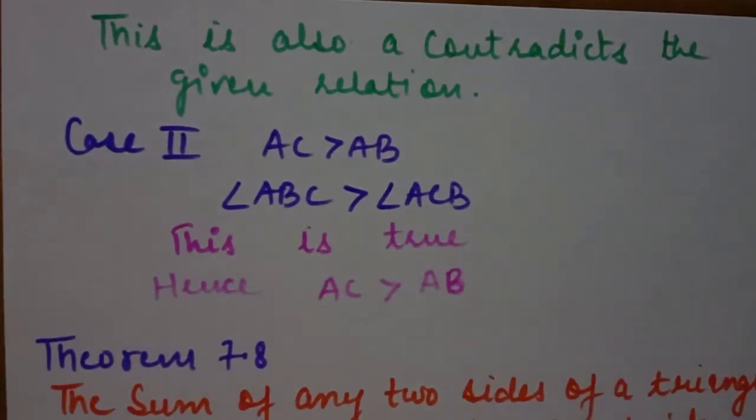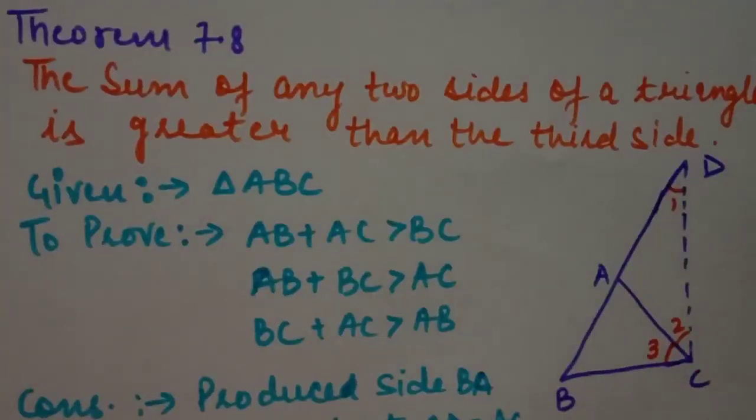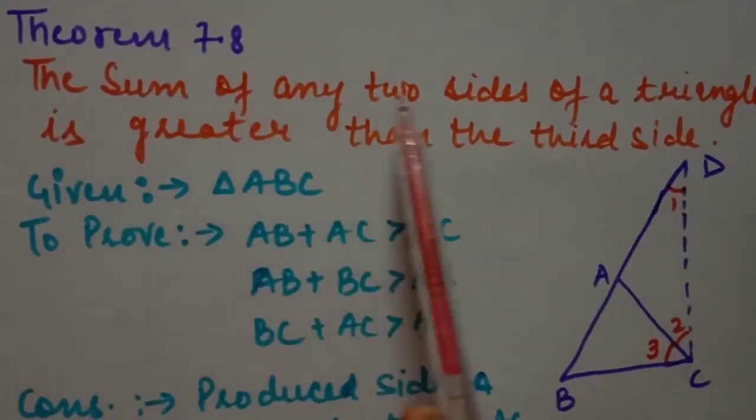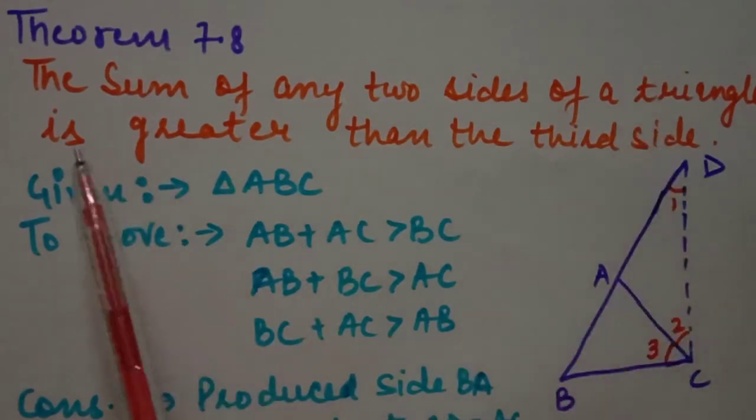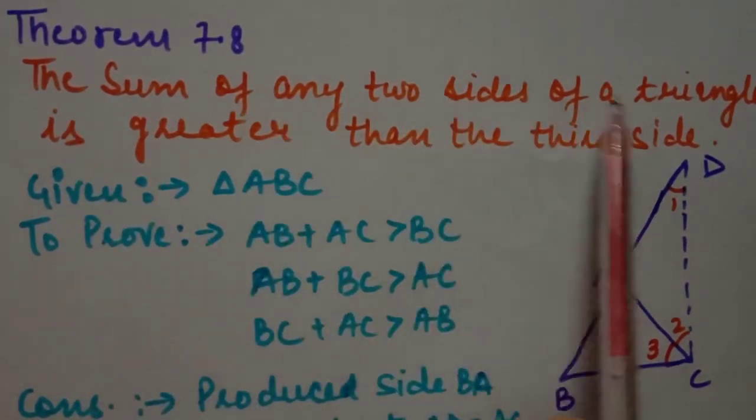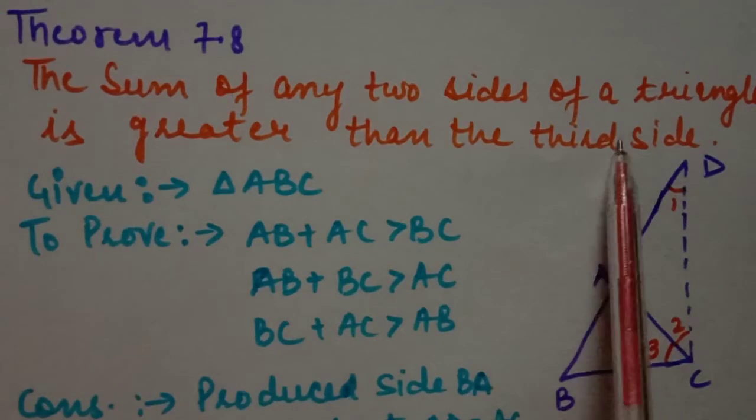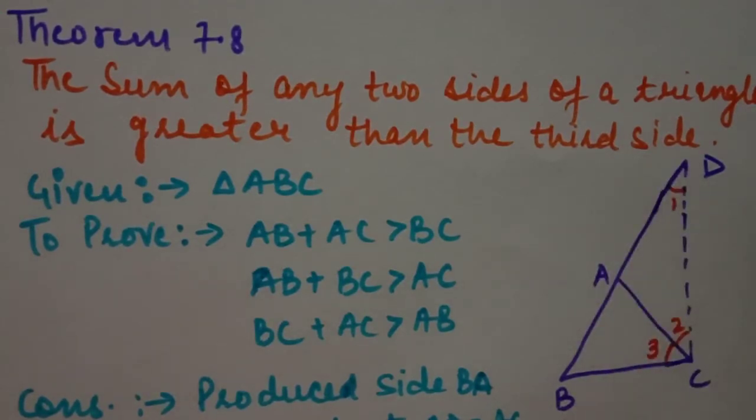Now theorem 7.8. Theorem 7.8 is: the sum of any two sides of a triangle is greater than the third side. We know this relation very well from your previous classes also. The sum of any two sides of a triangle is greater than the third side. We have to prove it.